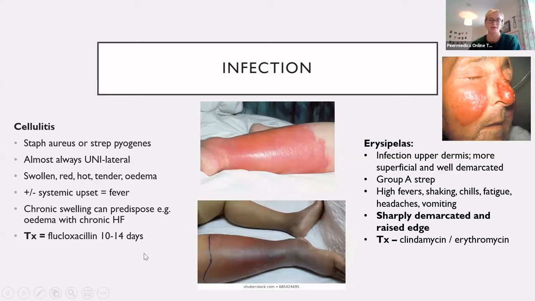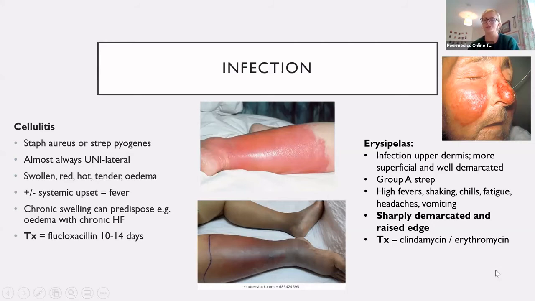Quickly on infection, so cellulitis is Staph aureus, most commonly unilateral, so hot, red, swollen, tender. They can be quite unwell with it as well. Important to note that chronic swelling can predispose, so heart failure. Quite commonly you'll see cellulitis on top of that. Treatment is with Flucloxacillin. If you're examining a leg, always compare them, because you can see in skin of colour, if you just looked at this on its own, it might be slightly hard to say that's definitely cellulitis compared to the picture above, but comparing it to the other leg, you can quite clearly see that it is predominantly different. So make sure that you're always examining both legs together and looking for that difference.